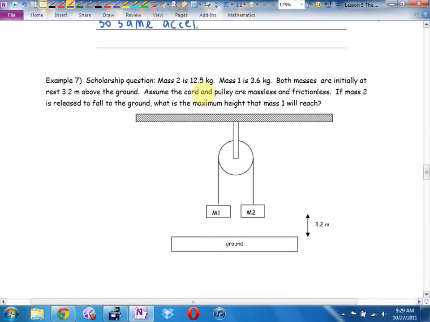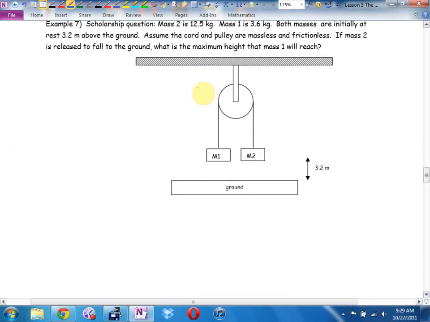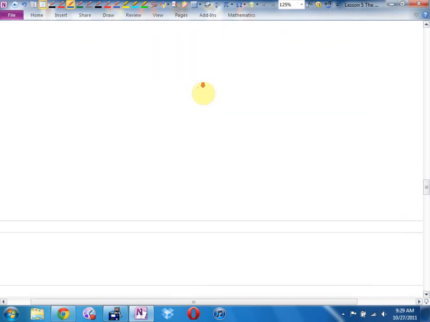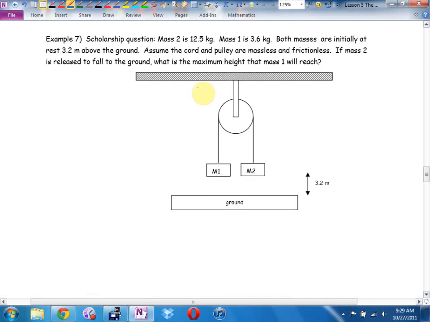Example 7. I think is this the last one? Yes, it is. This is an old scholarship question. And I'm actually not going to do this. This is going to be part of your homework, and I'll probably talk about it next class. It says this. Mass 2 is 12.5 kilograms, mass 1 is 3.6 kilograms, and both masses are initially at rest 3.2 meters above the ground, like the diagram there. Assume the cord and the pulley are both massless and frictionless. If mass 2 is released to fall to the ground, what's the maximum height that mass 1 will reach?